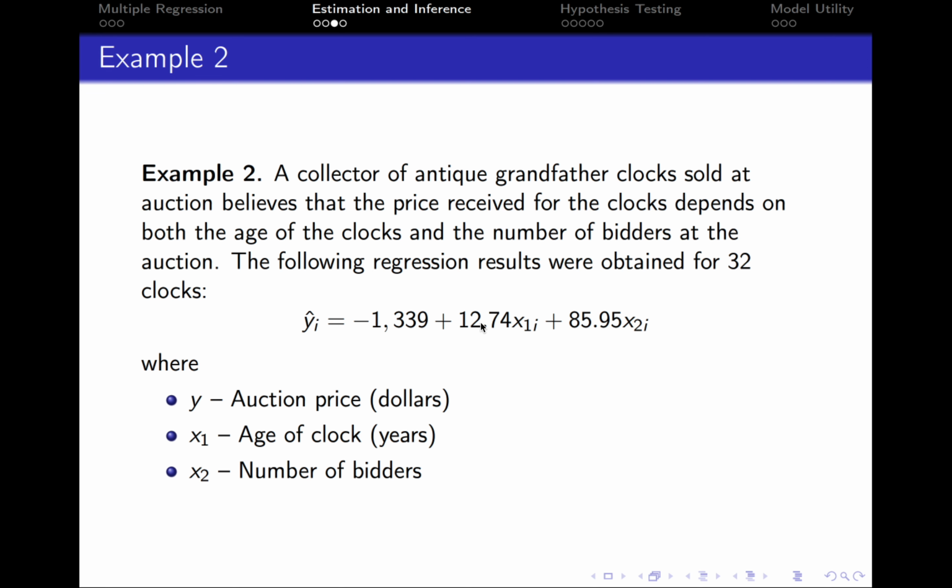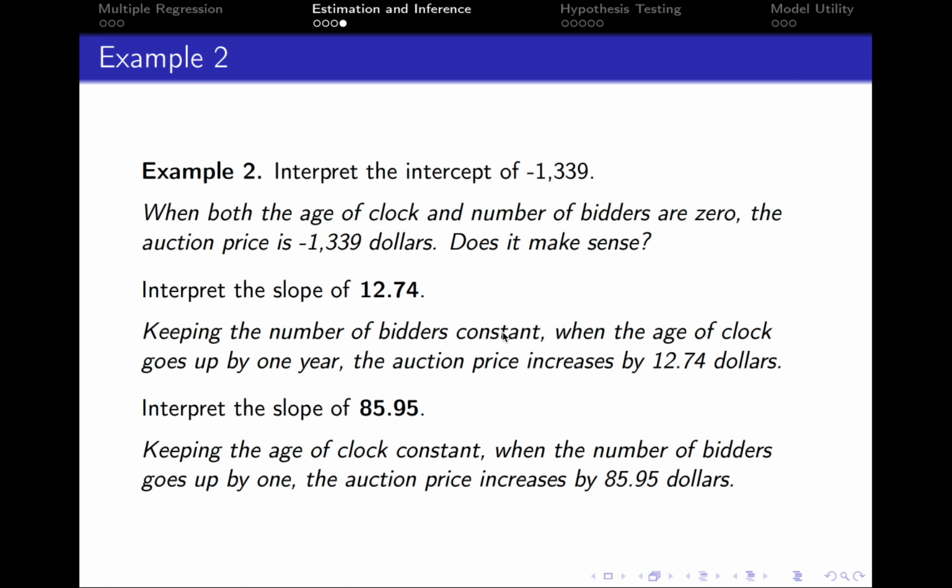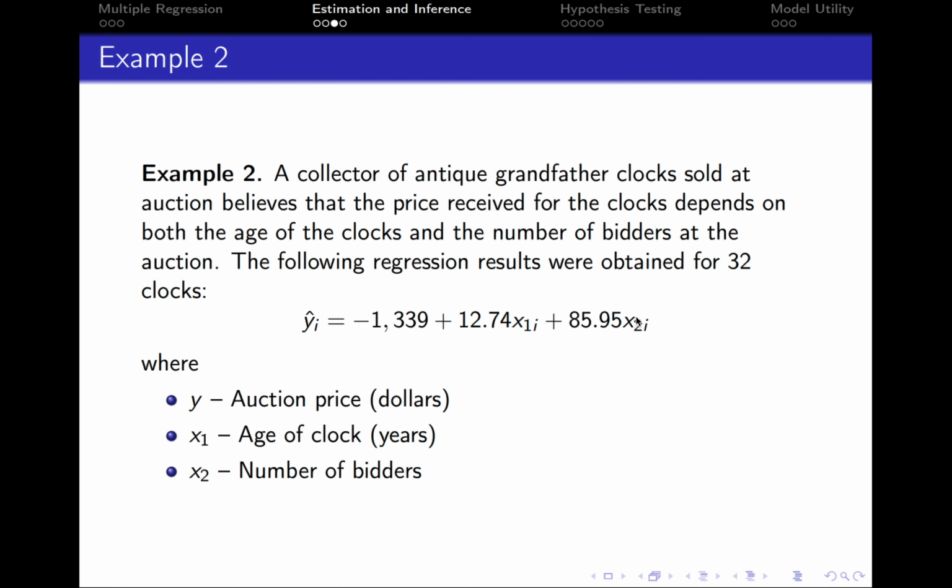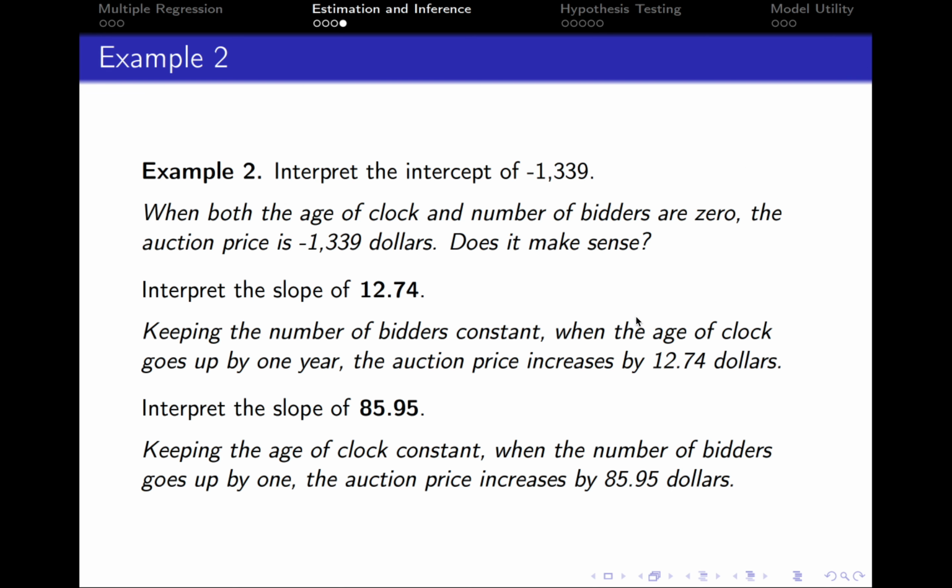Then let's move to the interpretation of 12.74. Keeping the number of bidders constant, so keeping the other variable x2 constant, when the age of clock goes up by 1 year, the auction price increases by $12.74.